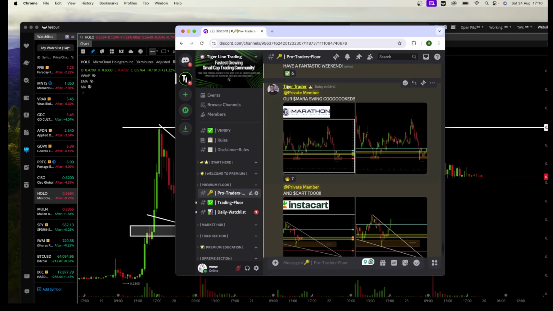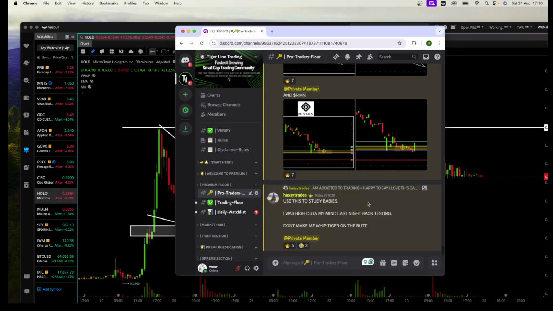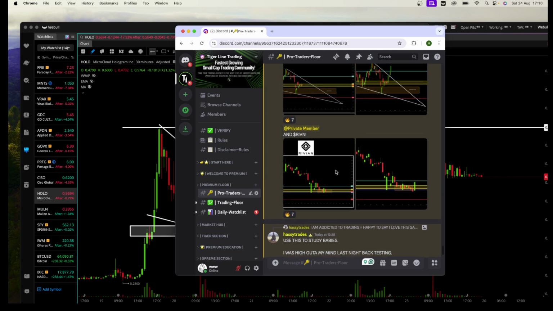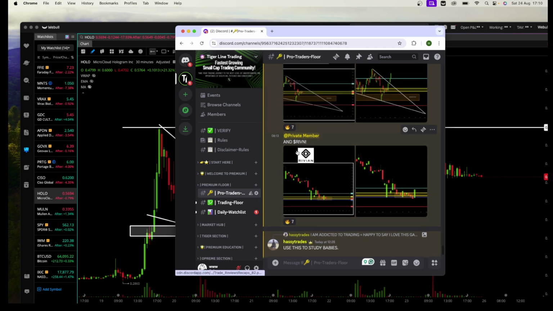Now, Mara swing hit first target. Car swing hit first target. RIVN 3 for 3. Literally 3 for 3. So it's fantastic, man. It's a good community to have.